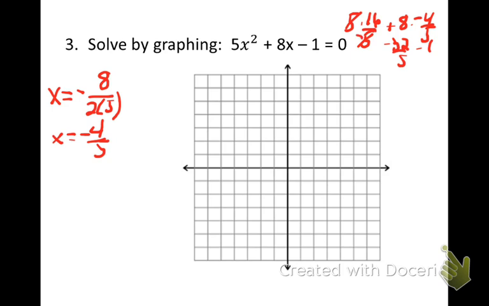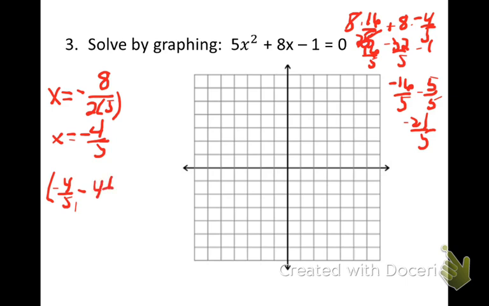Oh, wait a minute, this should have been 25th, so that'll be 16 over 5. Good, so that'll make it a little easier. So 16 minus 32 would give me negative 16 fifths. And this is minus really 5 fifths. So that gives me negative 21 fifths. So my vertex point is negative 4, comma, negative 4 and 1/5 if you want to think of it as that.